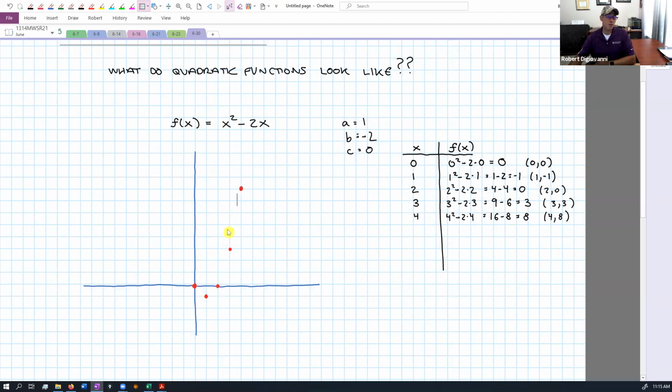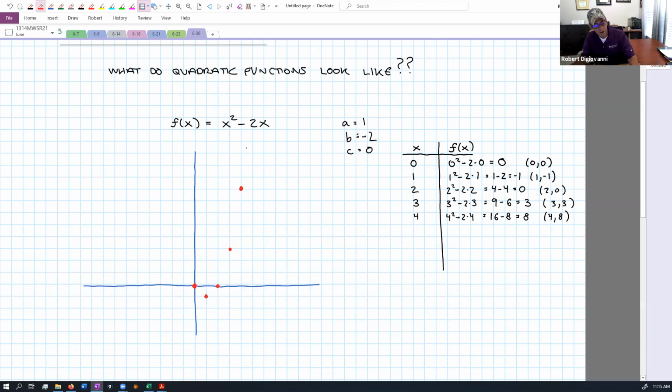So there's just a few points. That's just a few points on the graph of this quadratic function. And can you all tell right away that this is not a line? I mean, it's impossible for this to be a line because a line goes through 2 points and there's no way to do a line through all these points. So the shape of a quadratic function is something different.